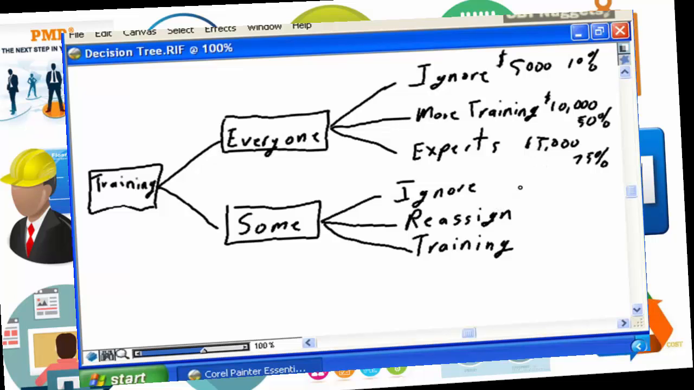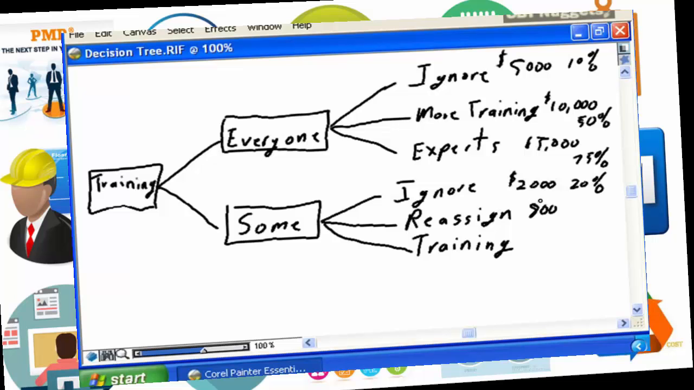On the ignore, again, what's the cost? It's going to cost $2,000 as not as many team members are impacted, and the probability is going to be 20%. If we decide to reassign, there's going to be some impact because we're going to have learning curve associated with bringing the new team up to speed.